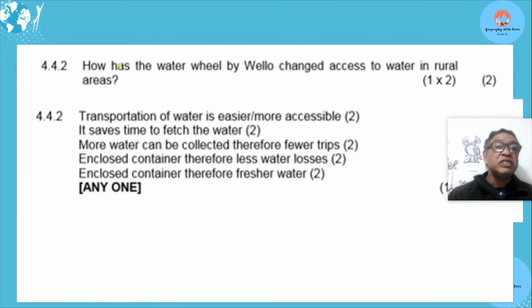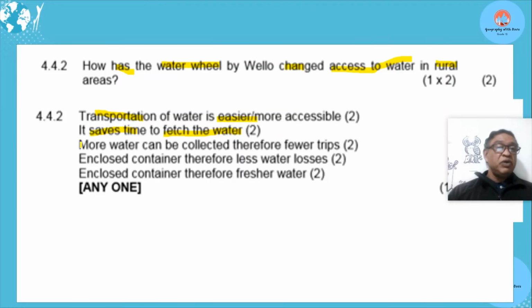4.4.2. How has the water wheel by Wello changed access to water in the rural areas? Okay, we seem to have realized it makes it better. And if you look at the answers, maybe the source looked a bit, ooh, we haven't done this before. But the work is actually very simple. You can work it out from your studies. Look at this. Transportation of water, easier and more accessible. Saves time to fetch water because you don't have to carry buckets. You can carry it in a big container, roll it, which is faster, and you got your water.